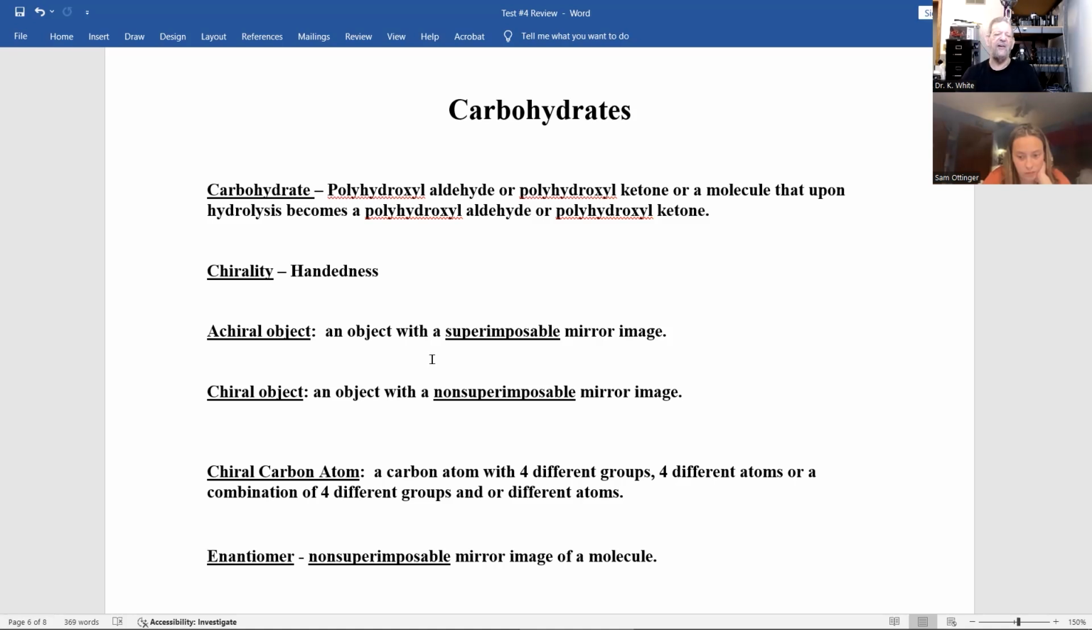Now, I talked about chirality, and you should know chirality means handedness. It's Greek for that. And a number of years ago, one summer, I actually had 2 students who were fluent in Greek, and they confirmed that's what it meant.